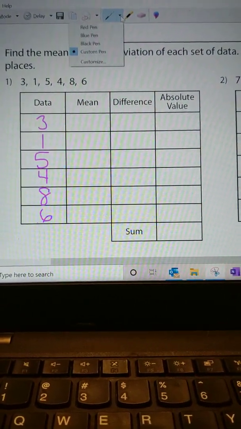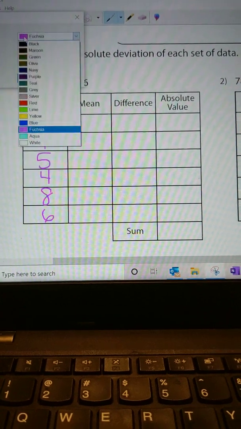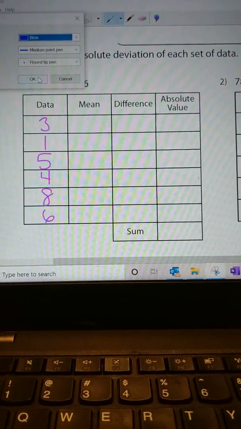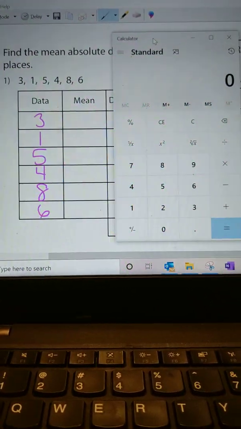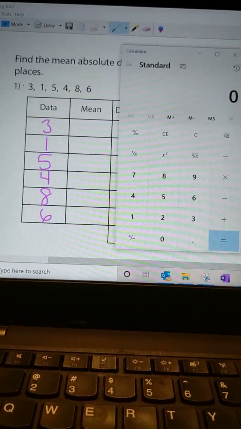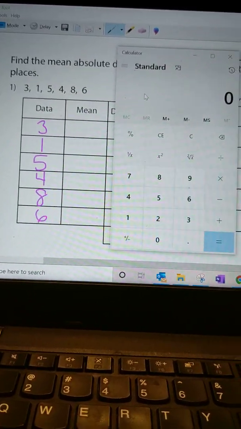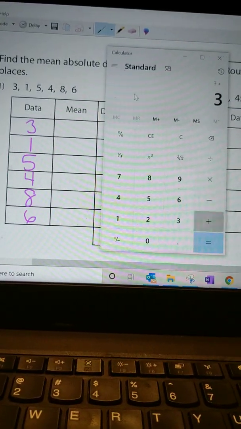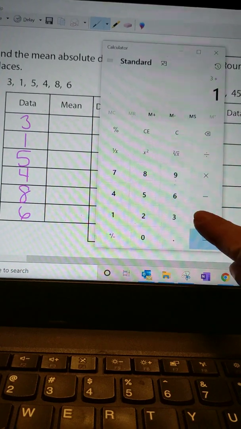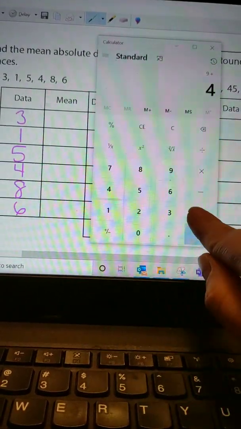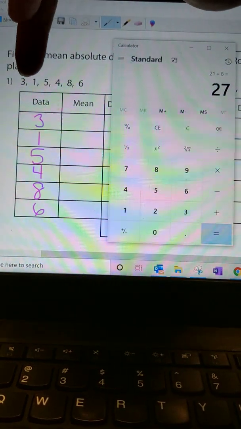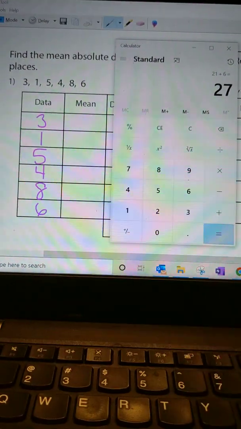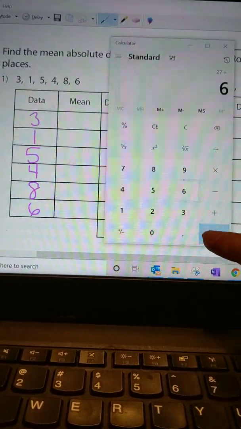Now, the next thing we need to do is find the mean of all of those numbers. In case you forgot, this is where the calculator comes in handy. Remember, when you're finding a mean, you need to take all of your numbers and add them up. So that means I need 3 plus 1 plus 5 plus 4 plus 8 plus 6. And whatever that equals, you divide it by how many numbers there are. So in this case, there's 1, 2, 3, 4, 5, 6. So we're going to divide our answer by 6.